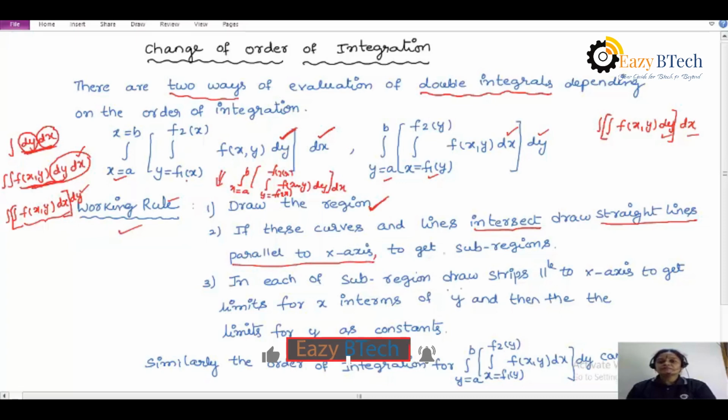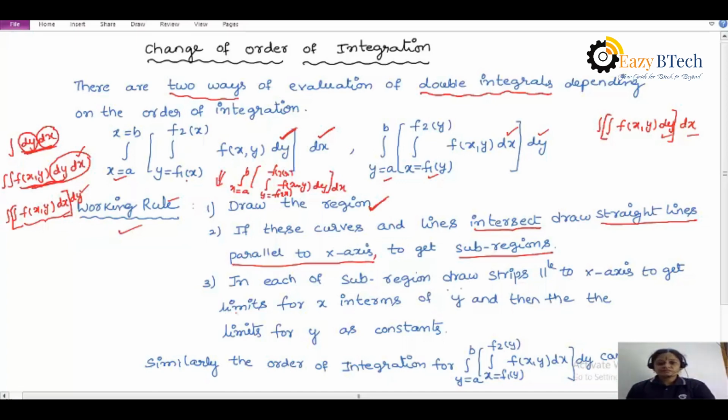So what is the use of this straight line parallel to the x-axis? It will be useful to us to get the sub-regions. Using the given limits, the total region exists. Then, using the intersecting points and straight lines, we divide the total region into sub-regions.